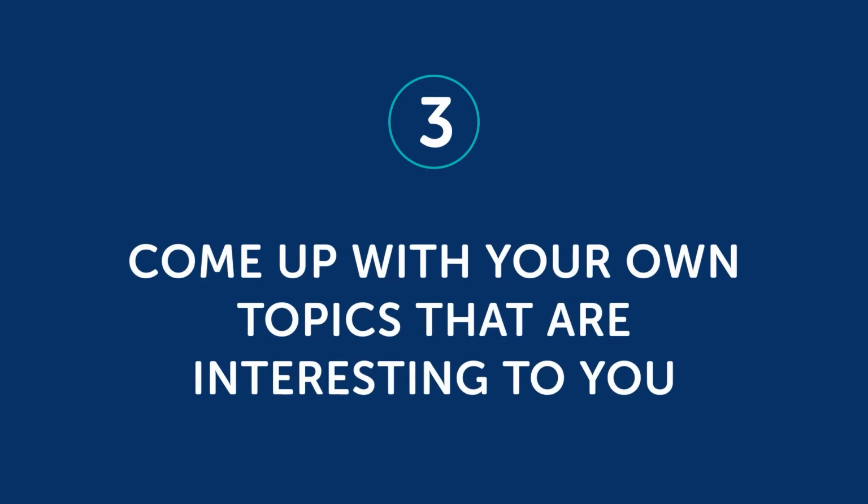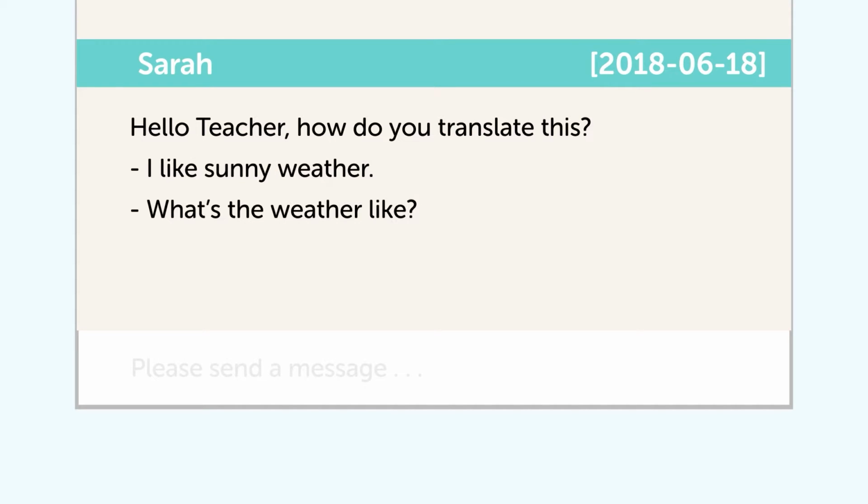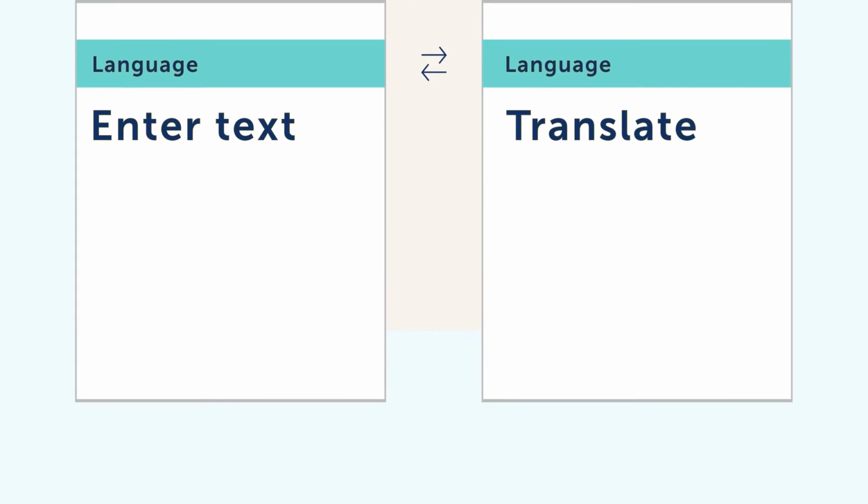3. Come up with your own topics that are interesting to you. Then repeat step 2. Come up with all the phrases, questions, and answers that could come up in that conversation. Write them out and get them translated with your Premium Plus teacher. Or translate them with a translation software.